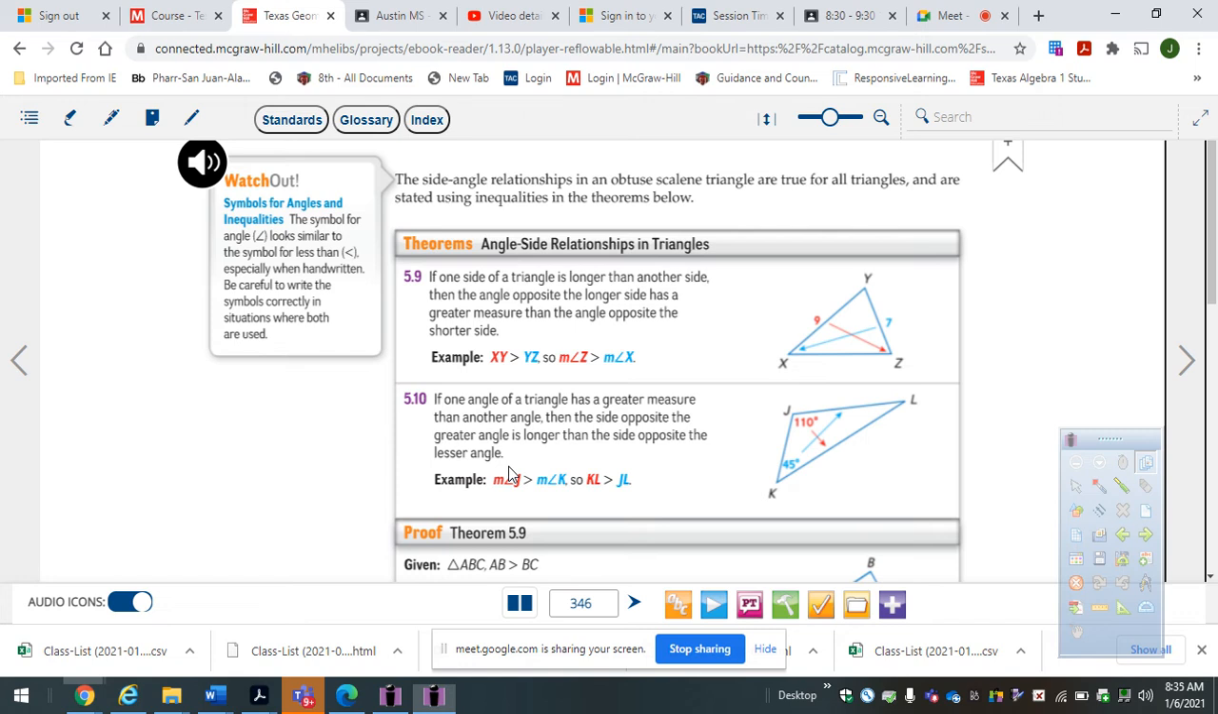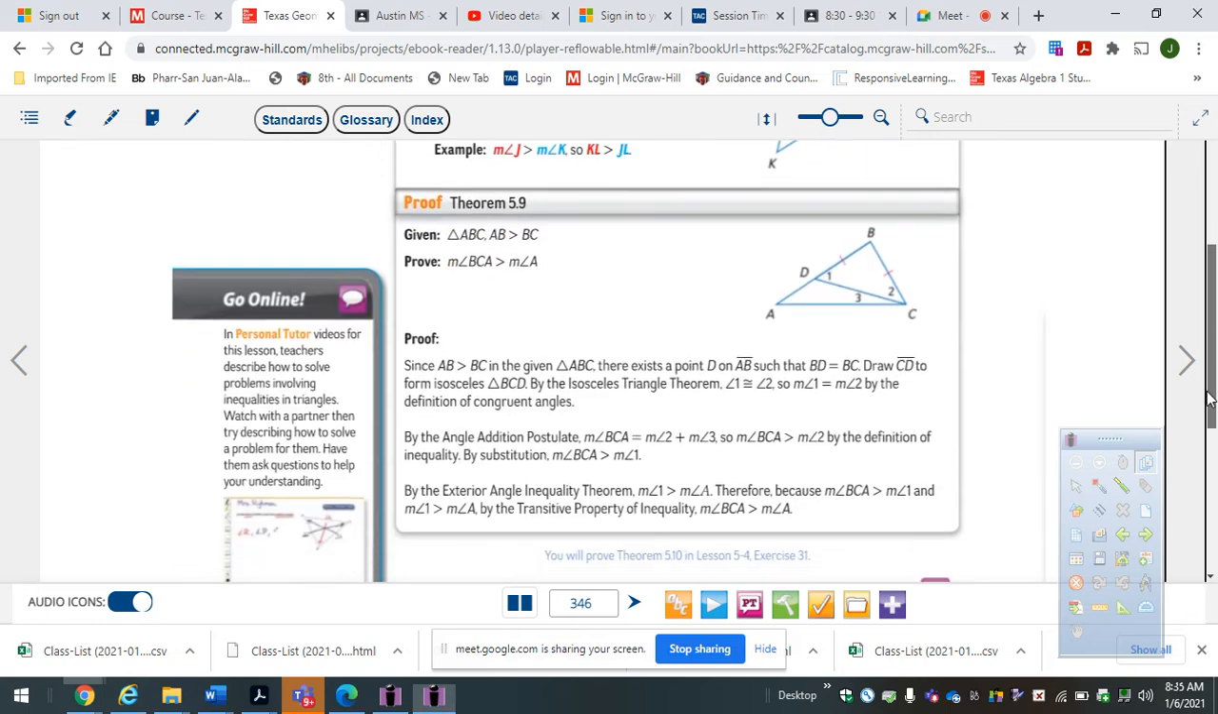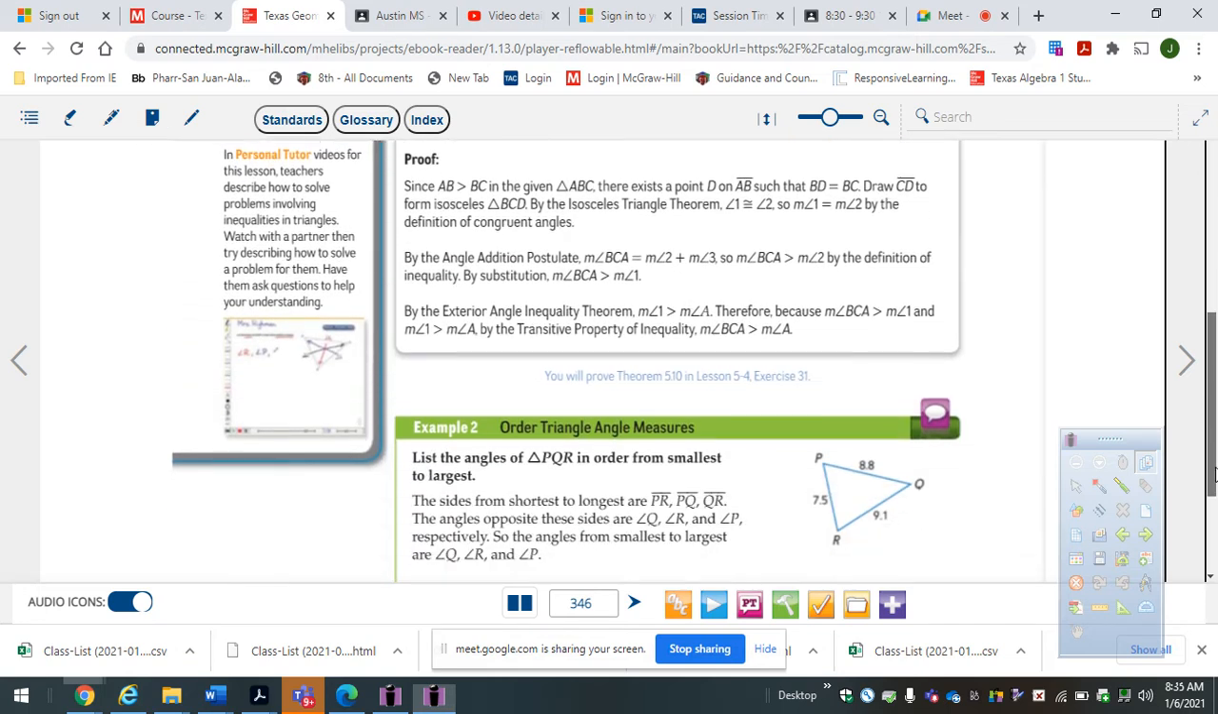Okay, let's get ready to move on. Ready? I'll give you about maybe 10 more seconds. So there's a proof of it. We're going to just stay away from that proof.